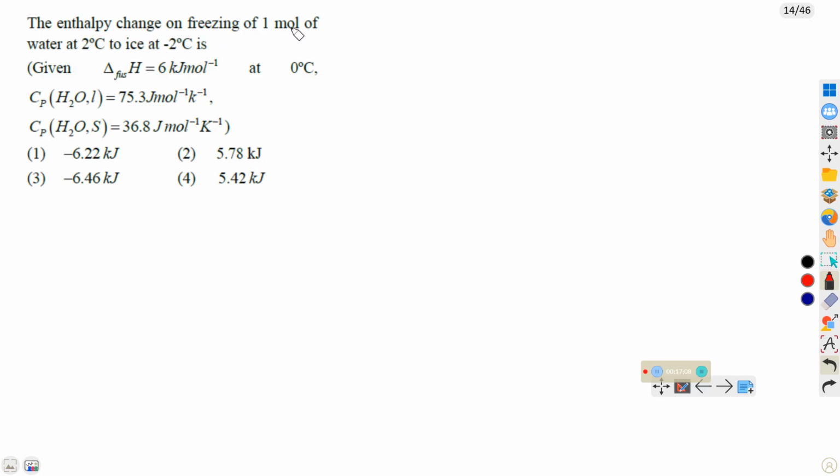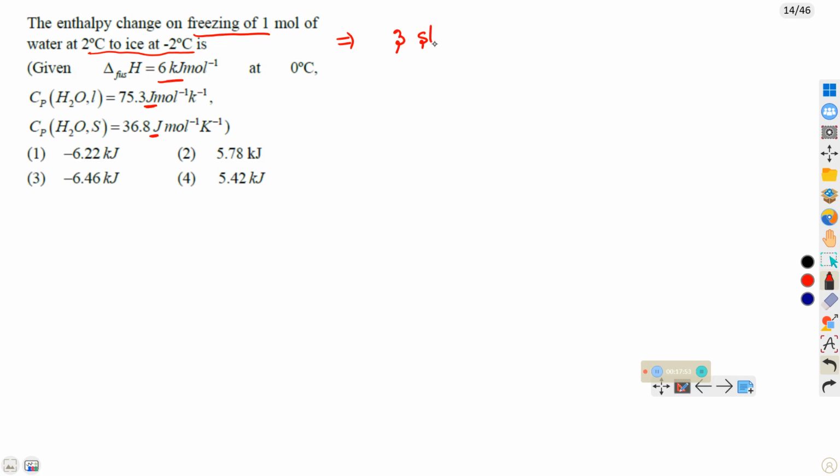The enthalpy change on freezing of 1 mole of water at 2 degrees Celsius to ice at minus 2 degrees Celsius is asked. Given enthalpy of fusion value 6 kilojoules at 0 degrees Celsius. Cp of water is 75.3 joules, Cp of H2O solid is 36.8 joules. Answer is given in terms of kilojoules. What is given? Freezing of 1 mole of water at 2 degrees Celsius to ice at minus 2 degrees Celsius.